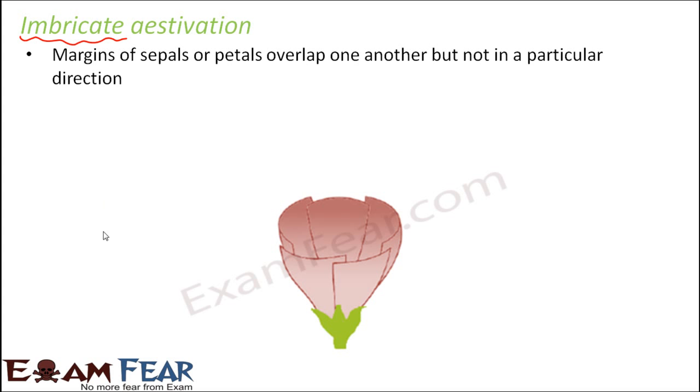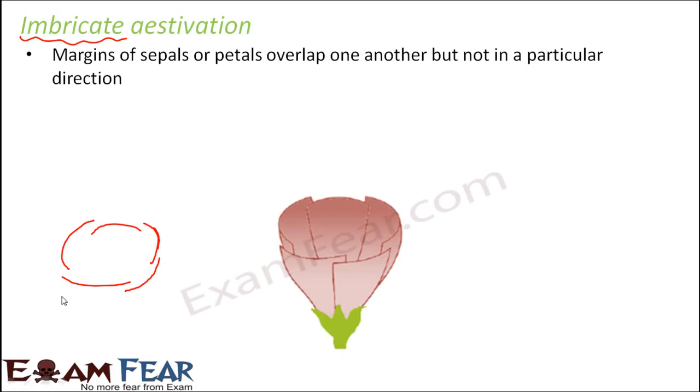For example, something like this. You have one petal here, next one like this, the next one like this. Again you have this way, and again you have this way. So it is not in a specific pattern. Like in case of twisted, this above this, again above this, again this should have been above this if it would have been a twisted aestivation.